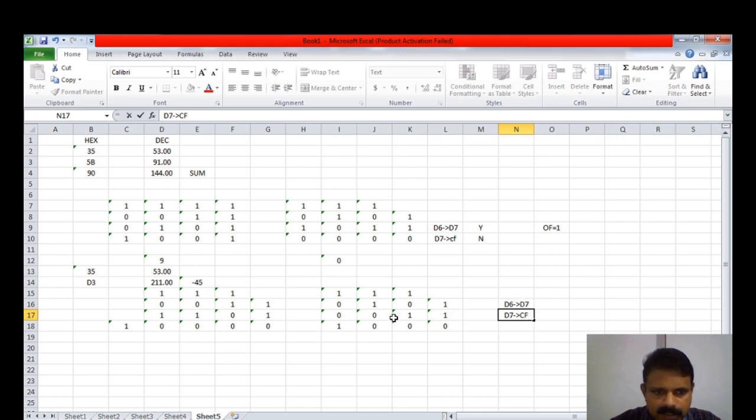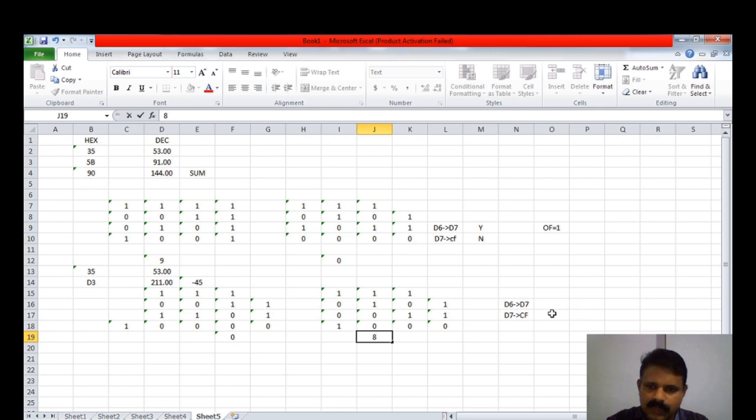Then is the result within the range? What is this? It is 0 8 in hexadecimal. Is it in our range? Will the overflow flag set? That is the question.